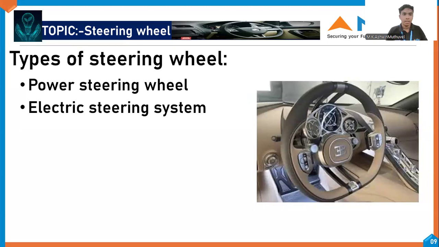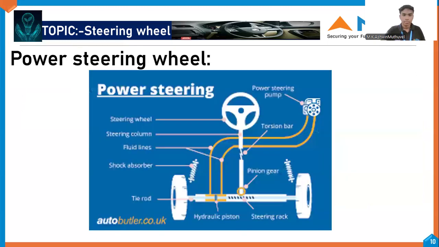Types of steering wheel. We have two types: power steering and electric steering. Power steering. In power steering, we use a fluid medium of hydraulic oil. The hydraulics are used to make the steering system smoother and more efficient. In this, we use the power steering pump, a hydraulic pump, which is directly connected to the hydraulic piston, and this is connected through fluid lines.